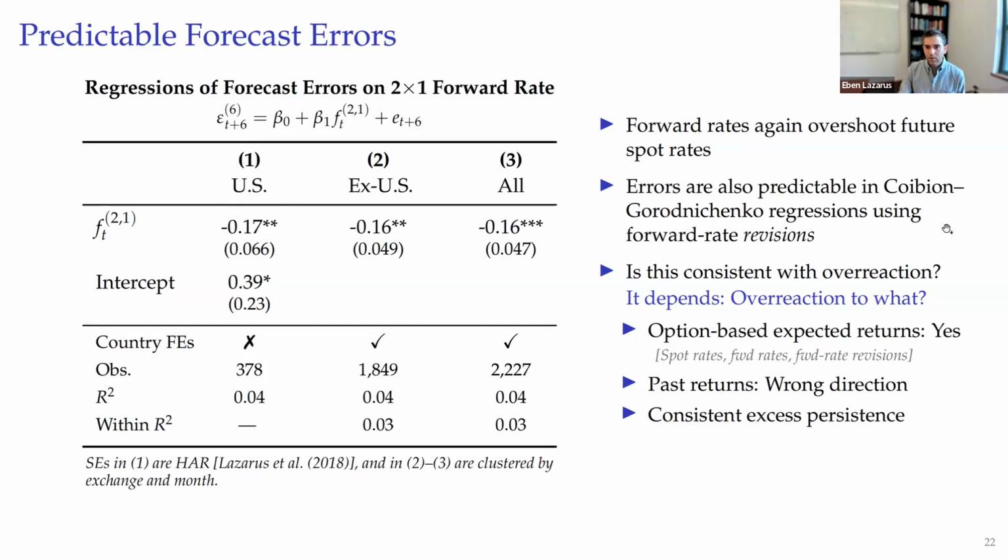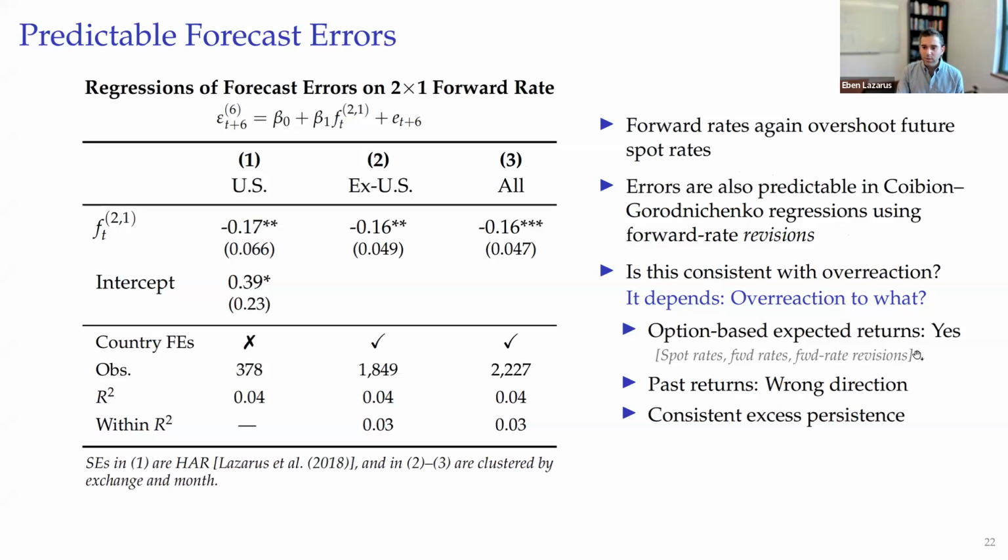You can do this in different settings. You can do this prediction instead of using the level of forward rates, using revisions in forward rates. The results end up being quite consistent regardless of the testing structure. Now, I'm talking about things in terms of overshooting or excess countercyclicality. I have not really been talking about overreaction or underreaction, in part because it's not totally clear whether this is consistent with overreaction until you specify what the market is apparently overreacting to.